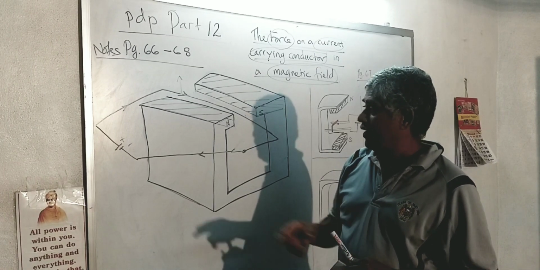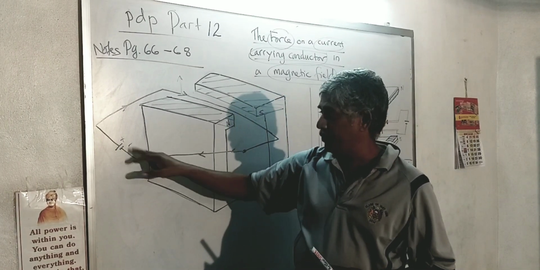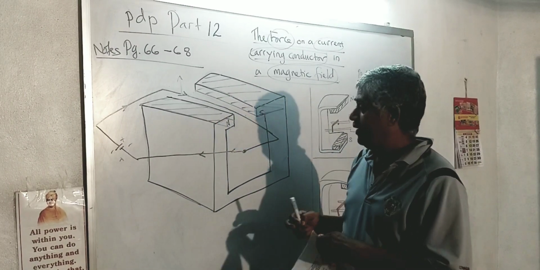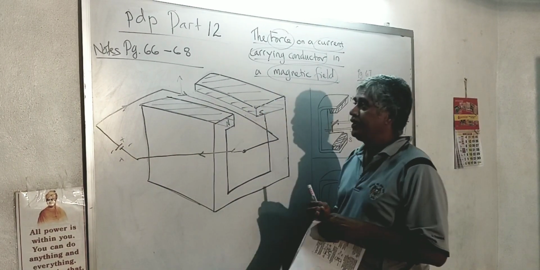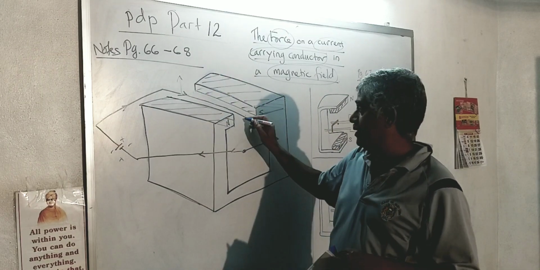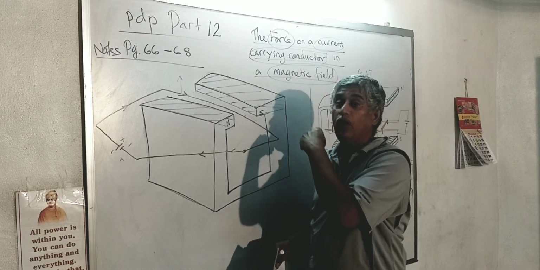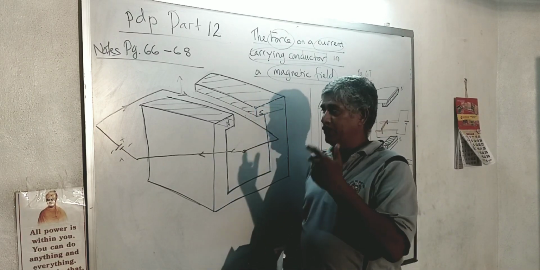But if you change the direction of current, let's say you put the positive terminal over here and the negative terminal the other way, so the current goes in this direction, just now it was moving up, right? Now it will move down. Why I say it's moving up and moving down is because that is what we have observed.